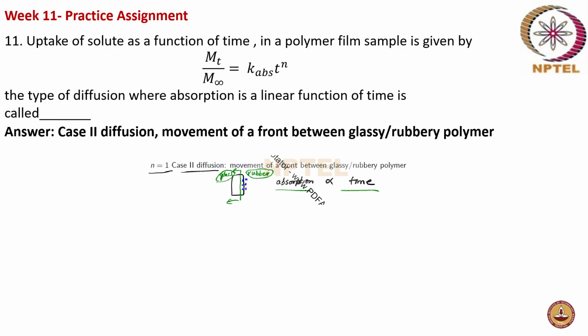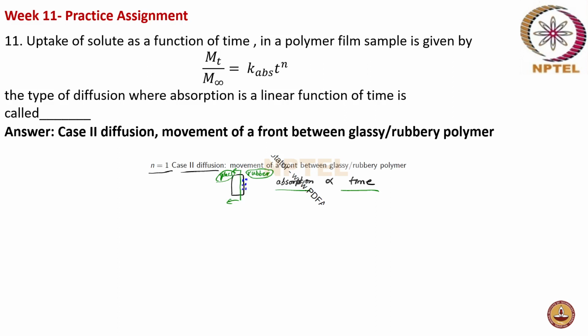So this is case 2 type of diffusion, where the absorption is directly proportional to time and is a linear function of time. So when you go through the lecture, you will be able to really get into that.